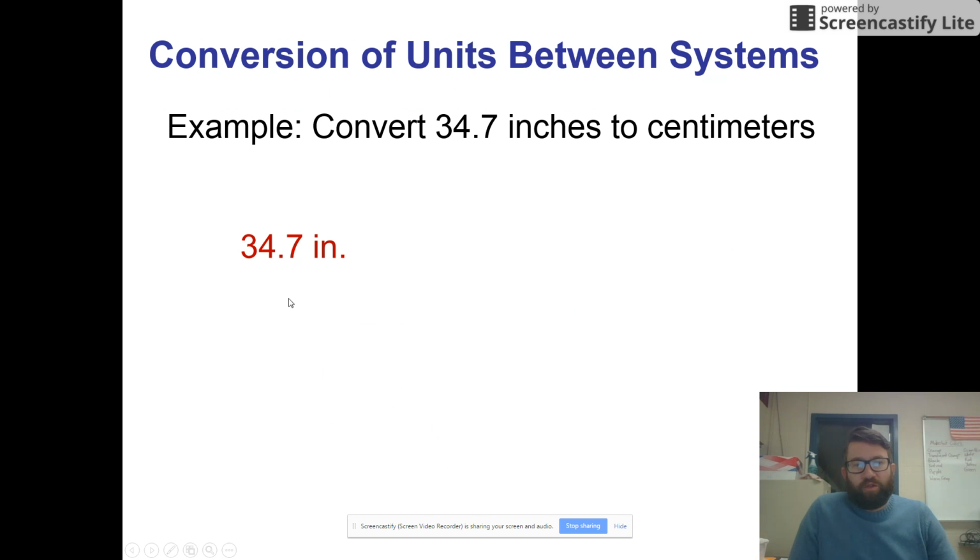So convert 34.7 inches to centimeters. So I put in my conversion factor. My desired unit is on the top, my given unit is on the bottom. So I do 34.7 times 2.54, and then I end up with 88.1 centimeters.